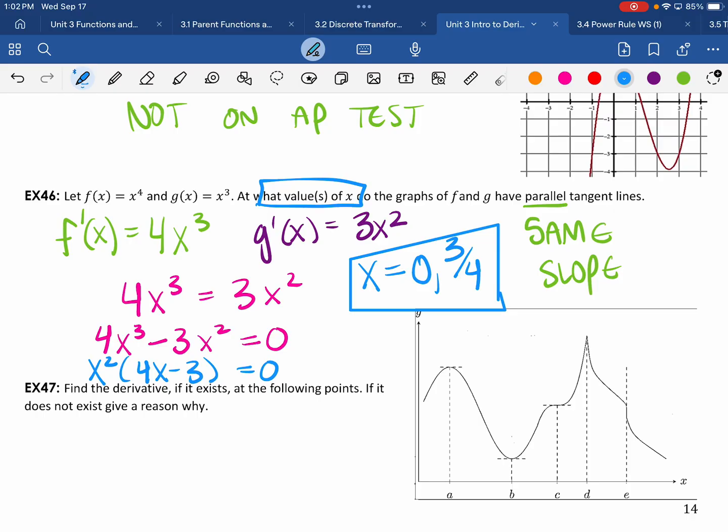If it said at what points or something like that, and you needed the x and the y, you would just plug them back in. Sometimes it does, yeah.